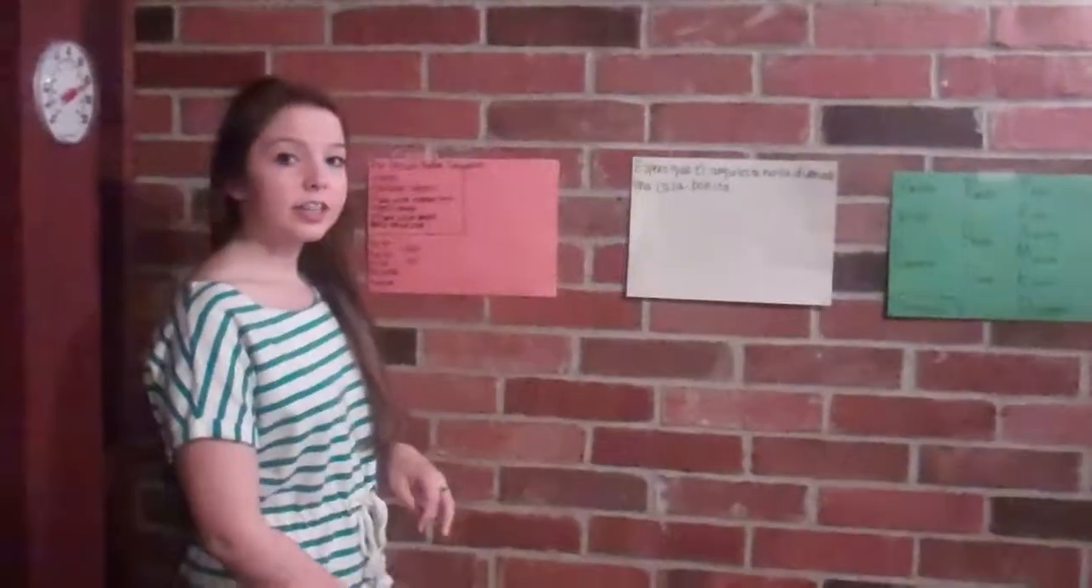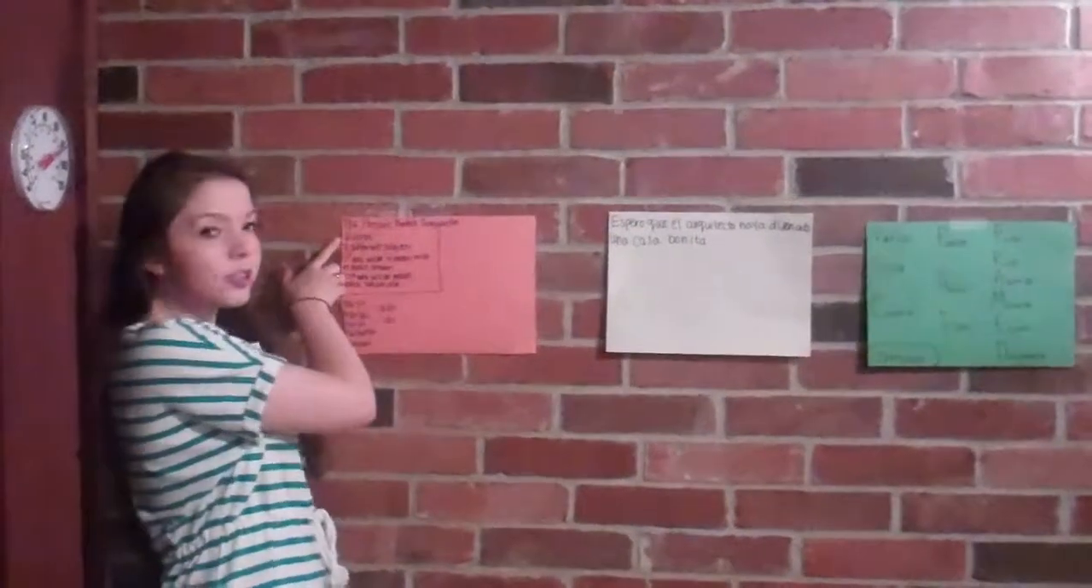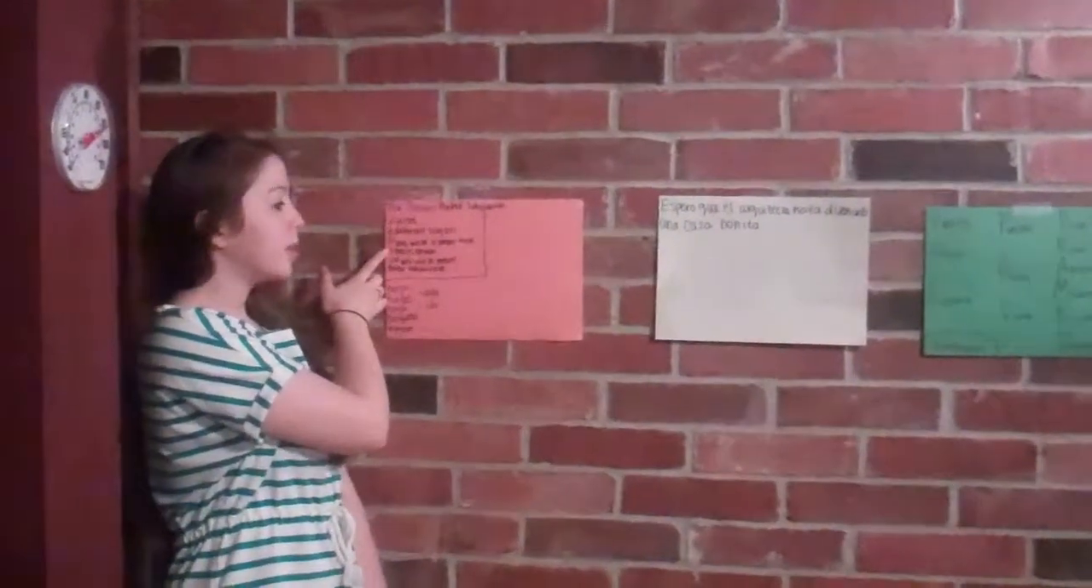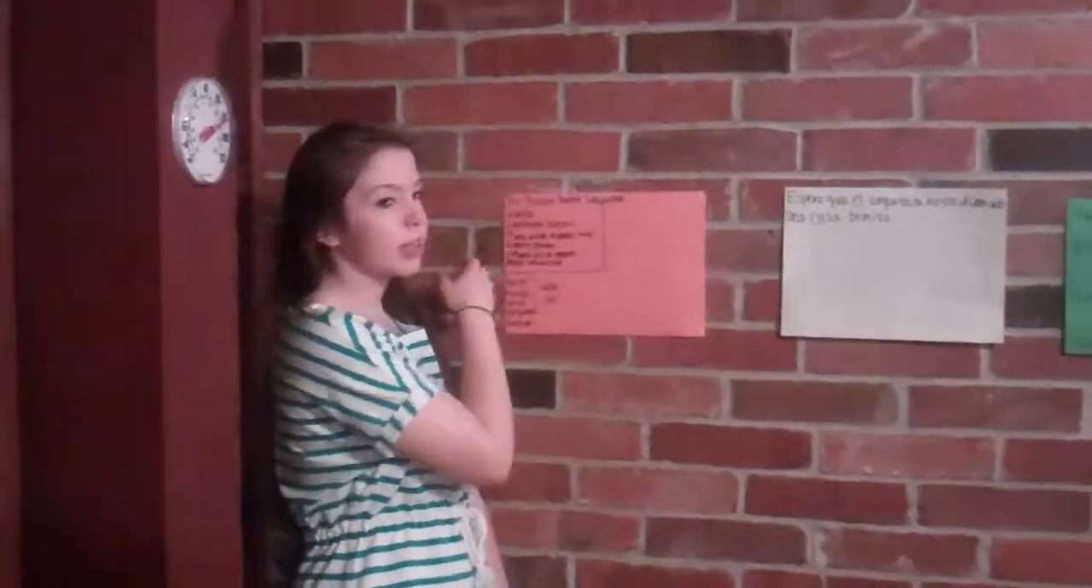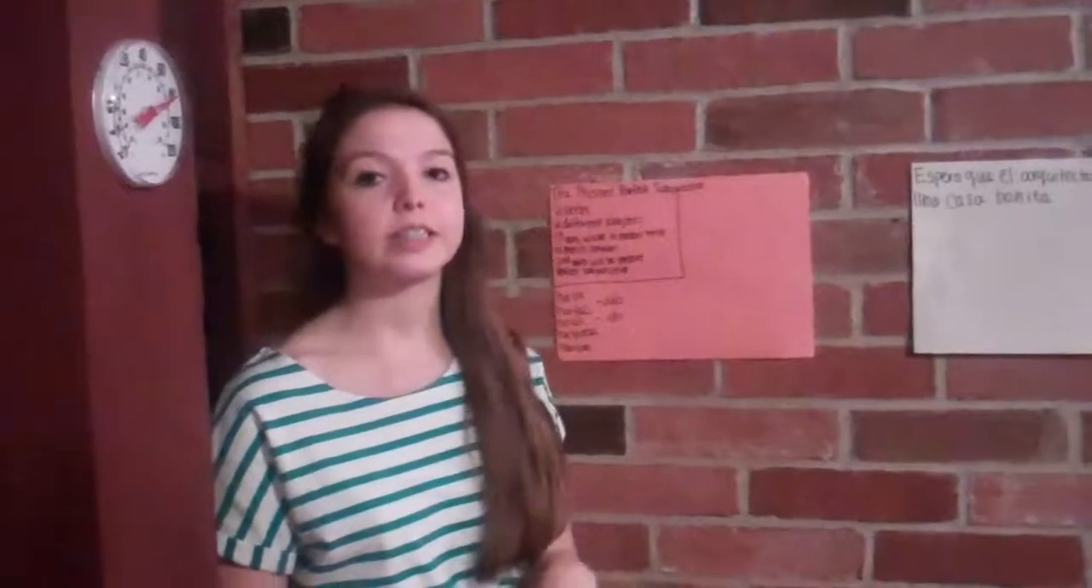Okay, so first, to form the present perfect subjunctive, you're going to be using two verbs, two different subjects. The first verb will be in present tense, and it expresses emotion like hope, will, want, stuff like that. And then the second verb will be the present perfect subjunctive.